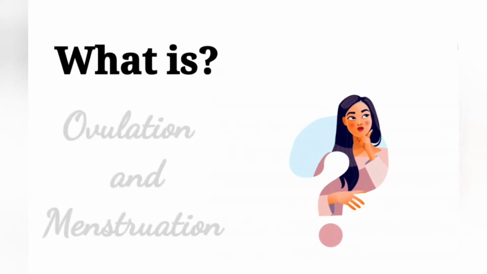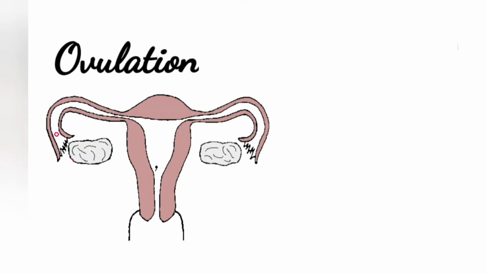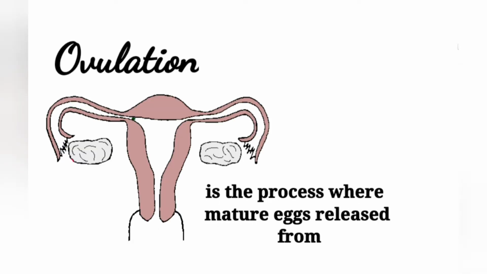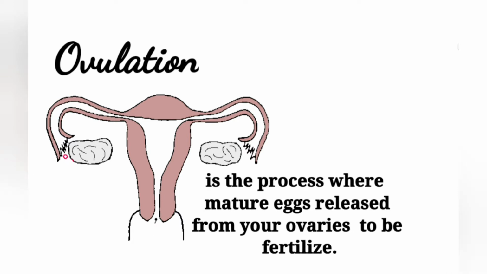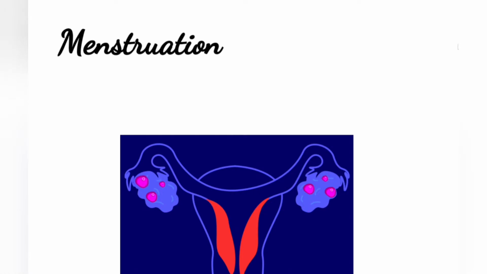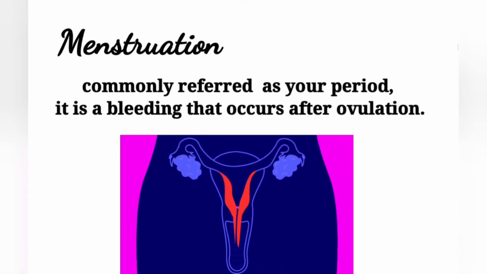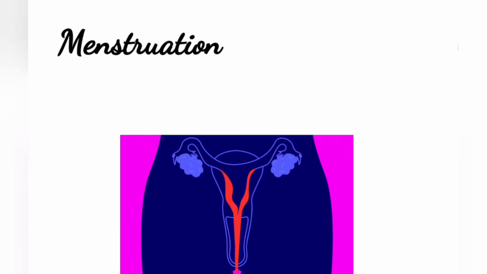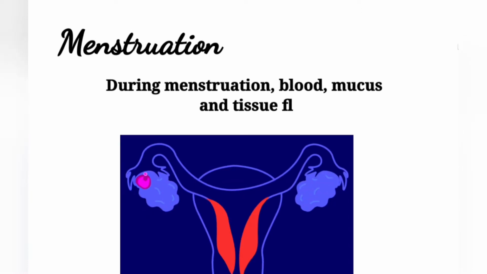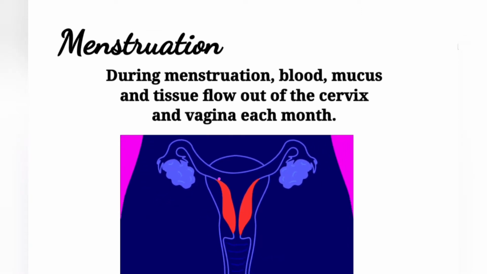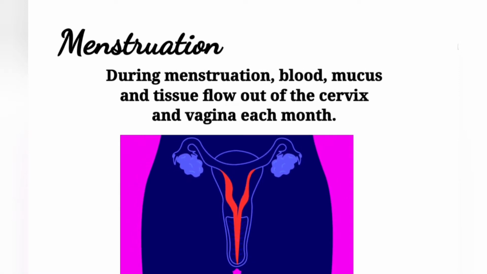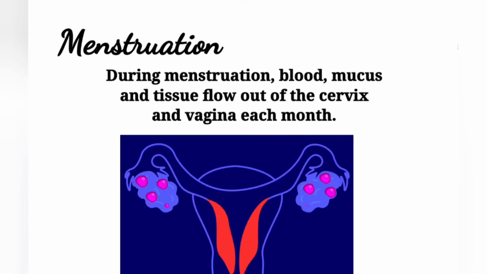Now, what is ovulation and menstruation? Ovulation is a process where mature eggs are released from your ovaries to be fertilized. Menstruation is commonly referred to as your period. It is bleeding that occurs after ovulation. And during menstruation, blood, mucus, and tissues flow out of the cervix and vagina each month.